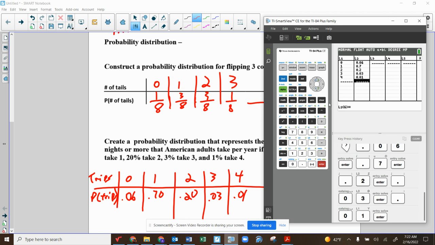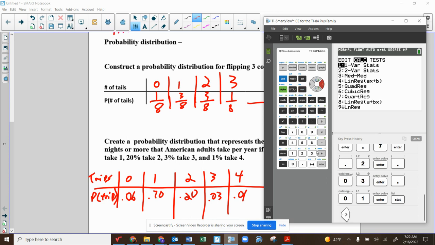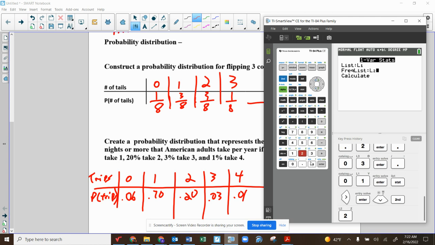Okay, and stat, calc, one var stats. This should say L1. This needs to say L2. So L2 is right above here on the 2. So if it doesn't already say L2, second and the number 2 puts that right there. To calculate, it'll pop that stuff up there.